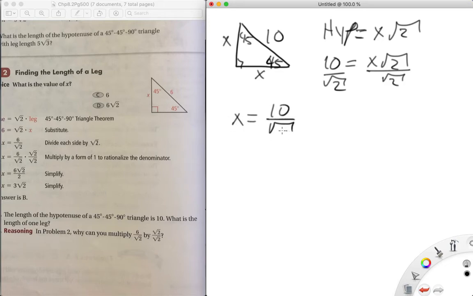Here's the problem with this. In mathematics, we do not like to have the radical, the square root, in the denominator. So we need to get rid of that. The way that we get rid of that is that we multiply top and bottom by the denominator, which is the square root of 2.